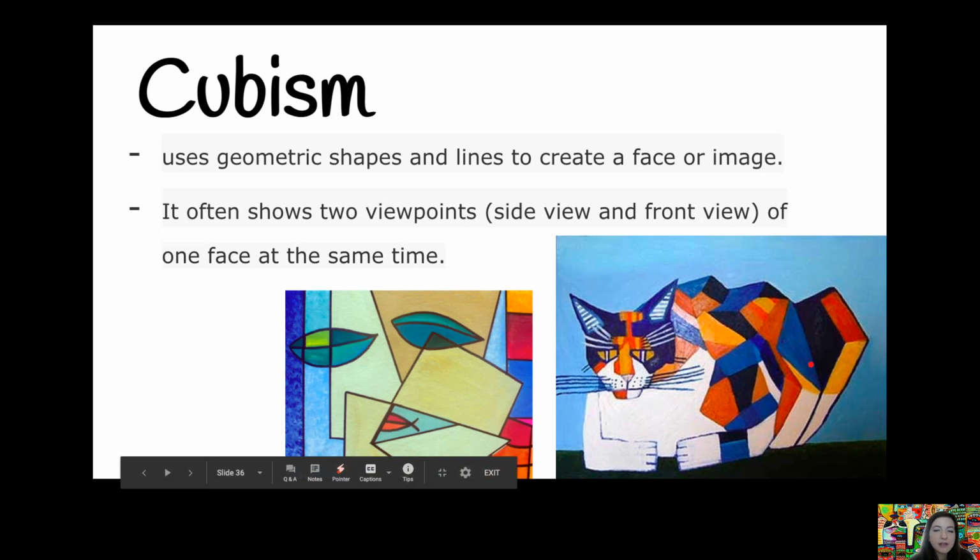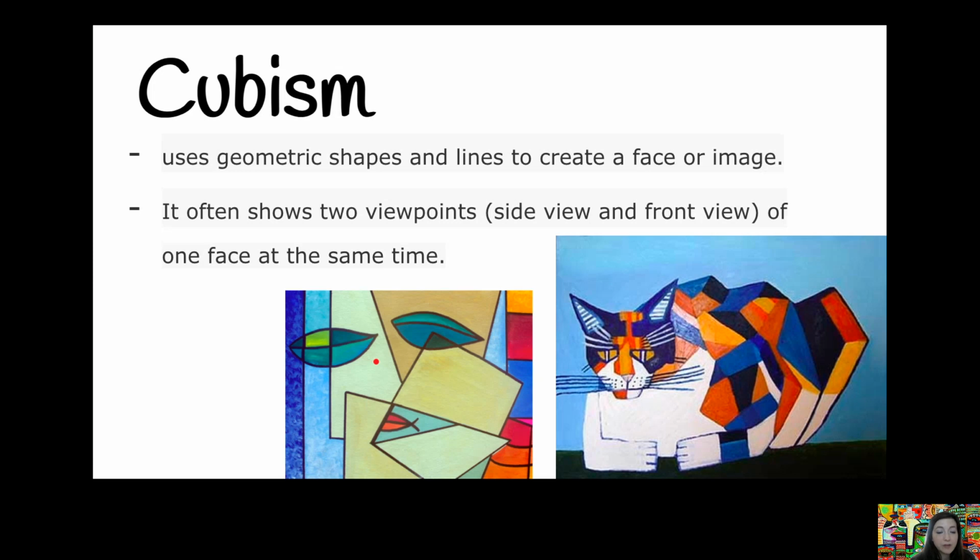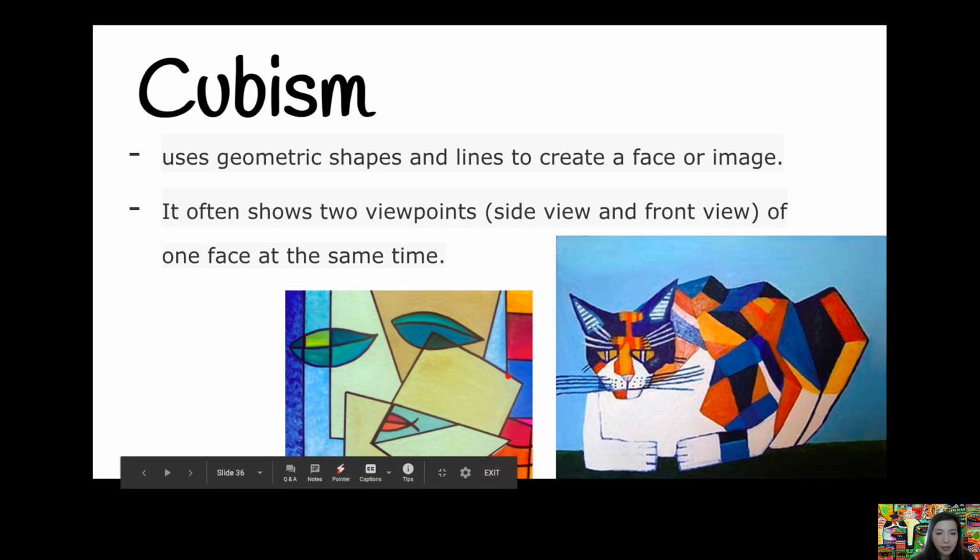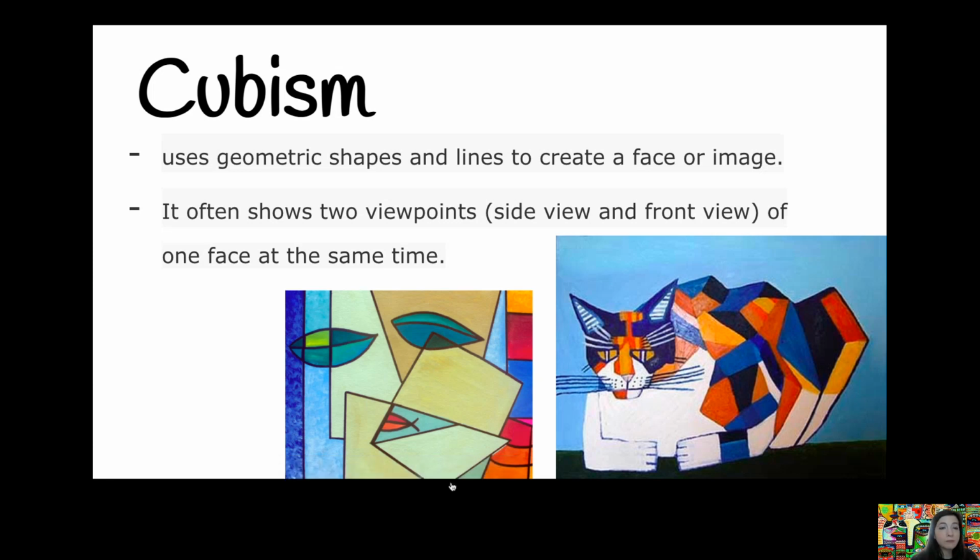So here's some examples of Cubism. I had to throw this in here because I love cats. As you can see, it's very geometric. It's a lot of straight lines, a lot of basic shapes that make up the representation of what you are drawing. And this is an example of a very abstract portrait. We see the lips, we see the eyes, and that's about all we can make out that would represent a real life face.